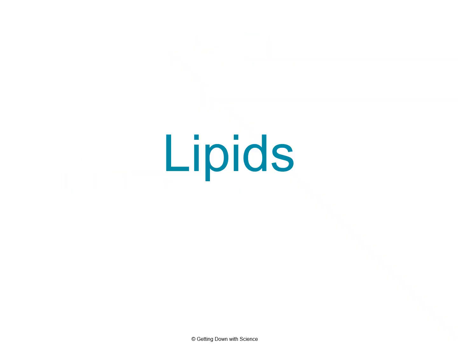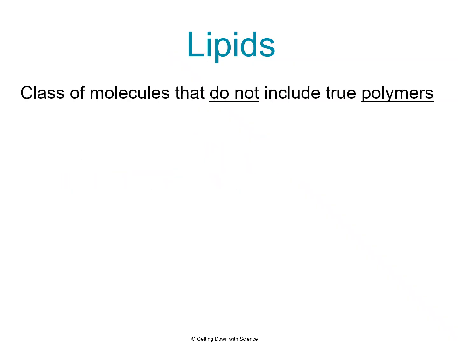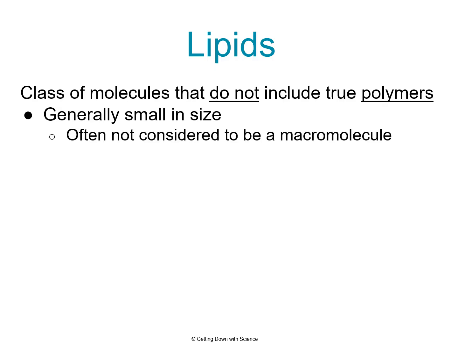Almost done. So here we are. As discussed earlier, lipids do not include polymers. They're generally very small, especially in comparison to the other three macromolecules that we discussed, and oftentimes they're not even considered to be macromolecules because of their size.